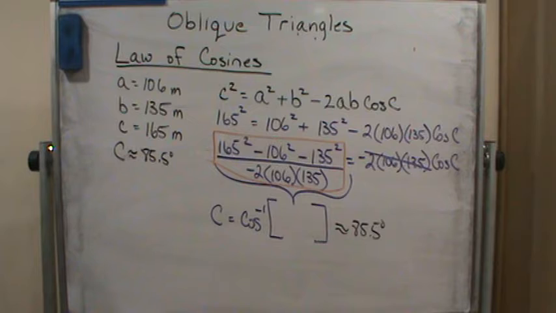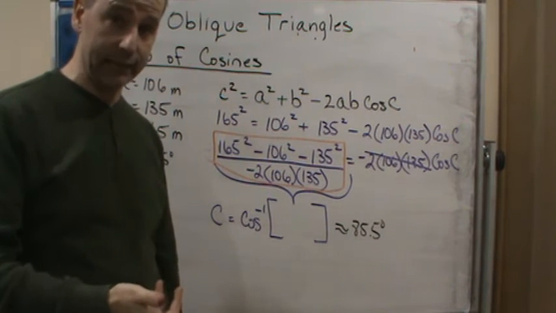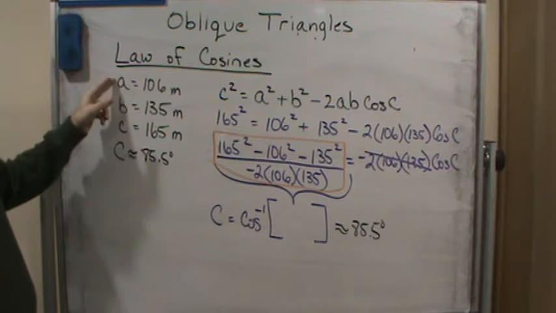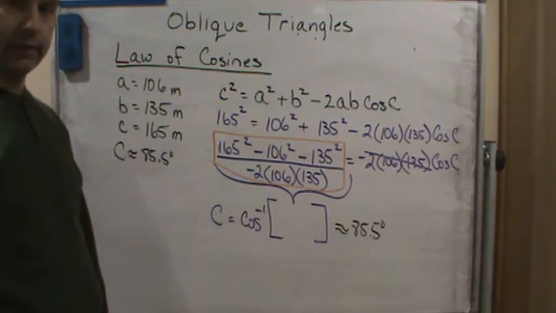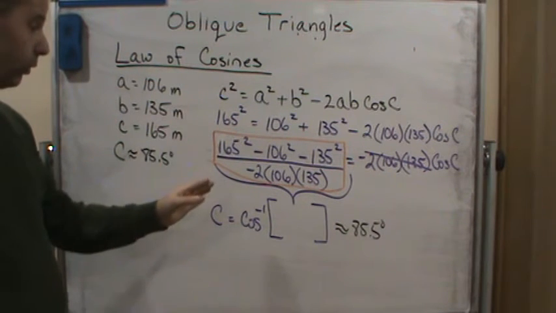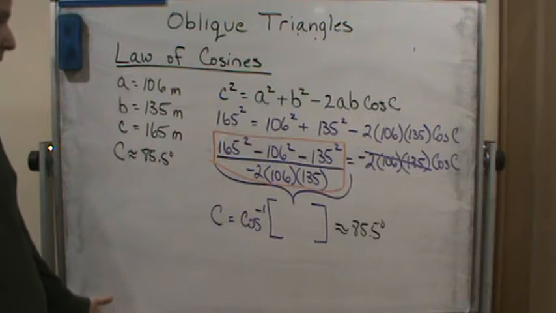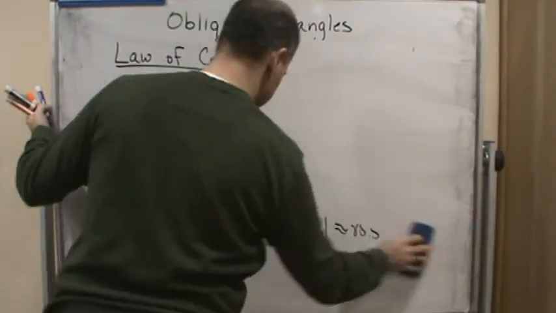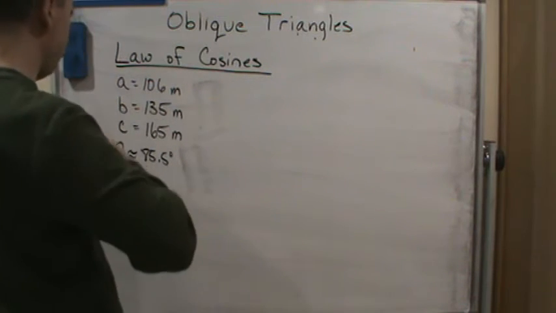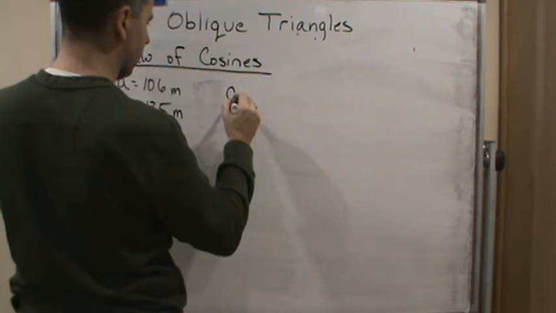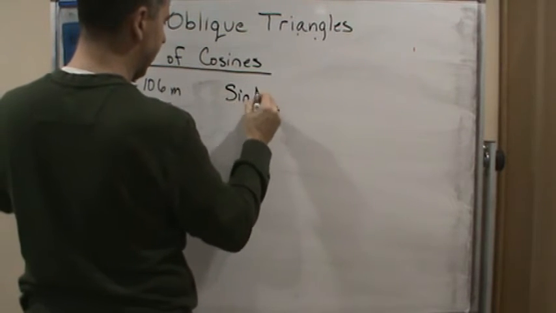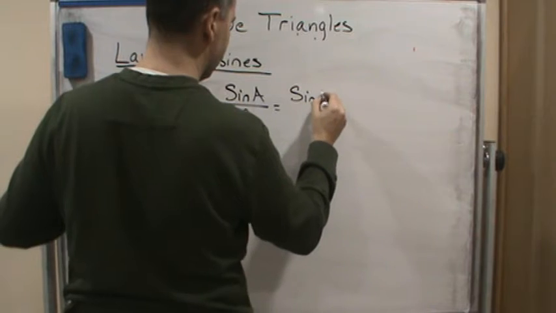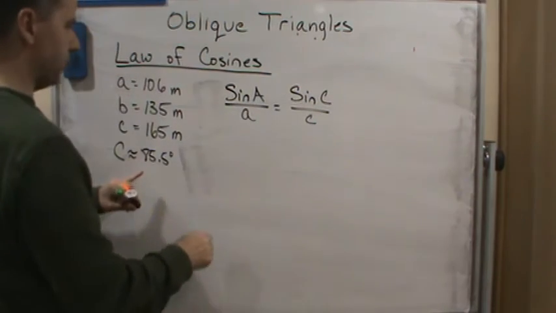Now, at this point, we can use the law of sines, because now that we've got this angle and this side, and we've got these two sides, we can use the law of sines to get the next one. Or we can use the law of cosines again and go through the same thing. Let's use the law of sines. So now I'm going to solve for A. So, not cosine, sine A over A is equal to, not cosine, sine C over C. And now I'm just going to plug in my values.